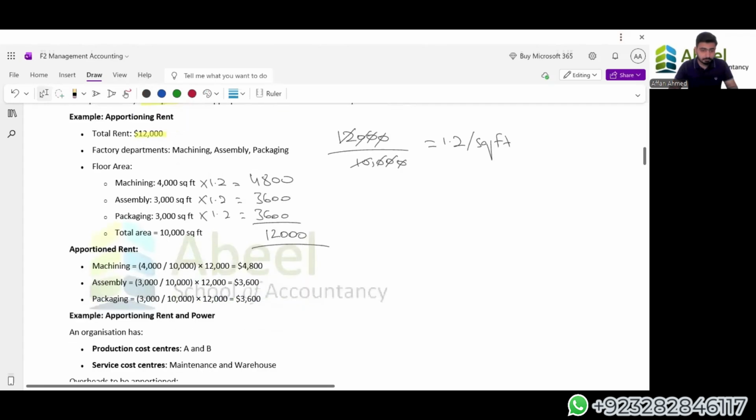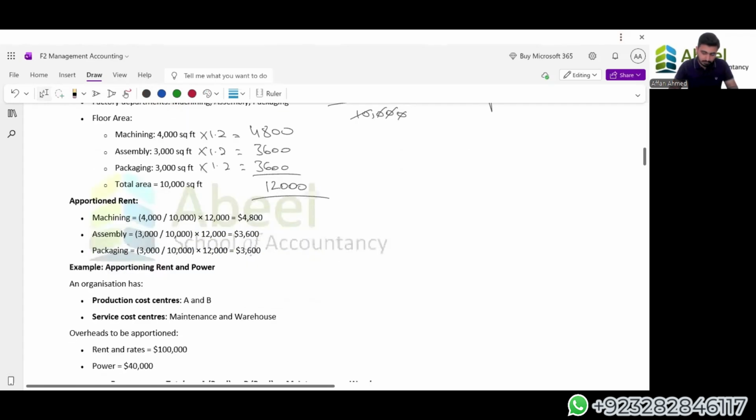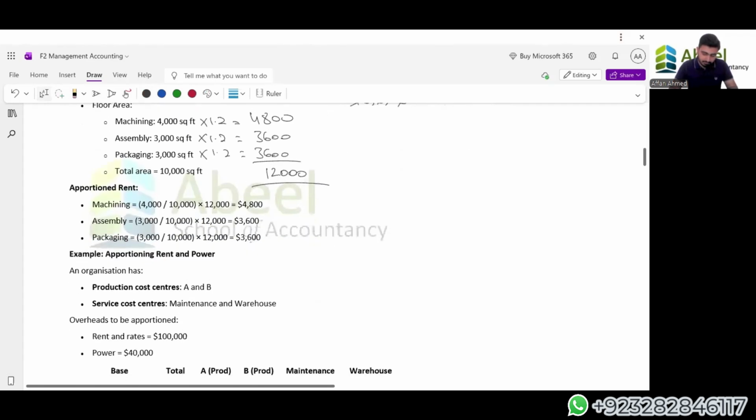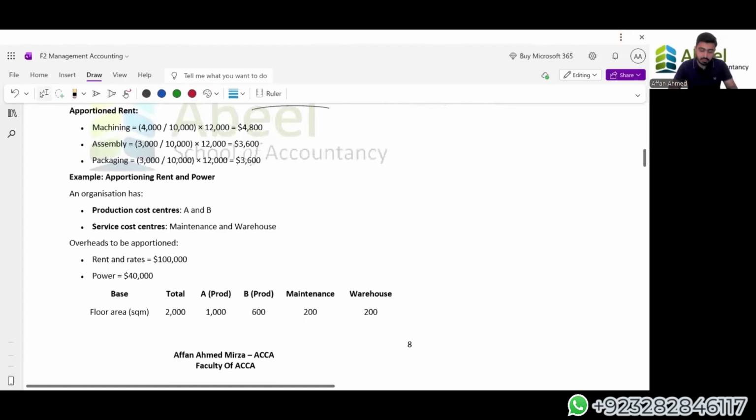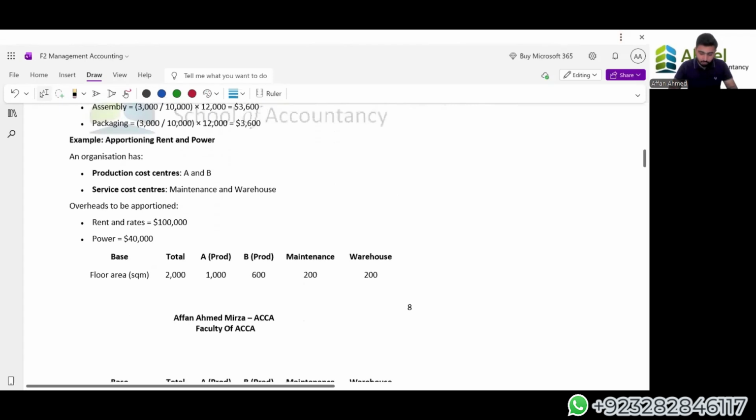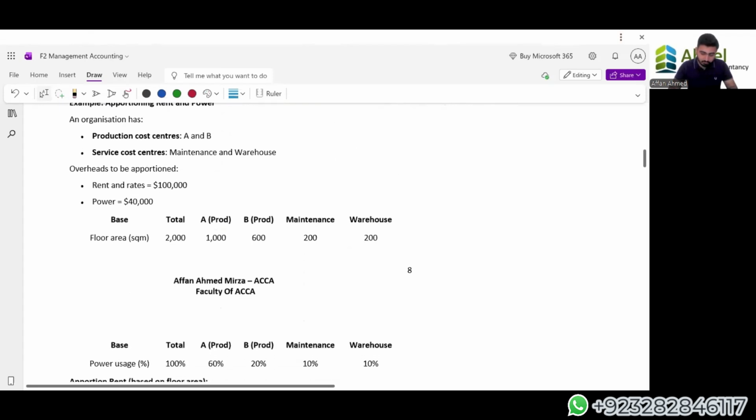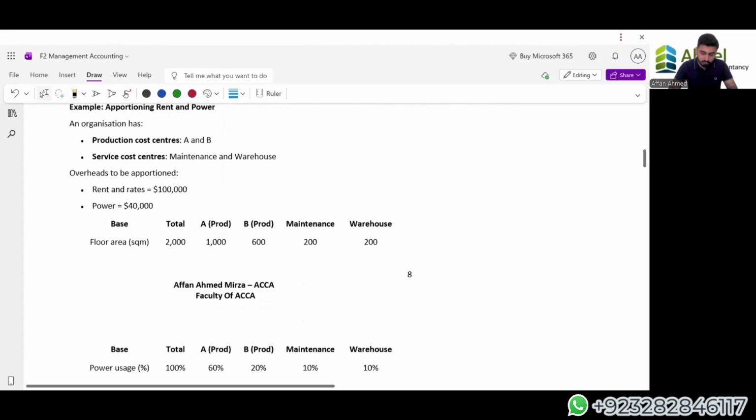Okay. Now, here we have another scenario, that is apportionment of rent and power. So now I would like you guys to solve this question on your own. Once you have solved this question, I'm going to solve it together with you guys. So I'm pausing the video. You also pause the video and attempt the question, and then we are going to solve it together.